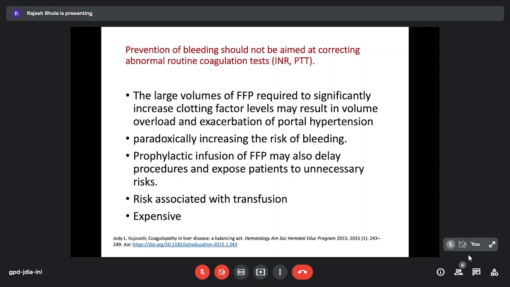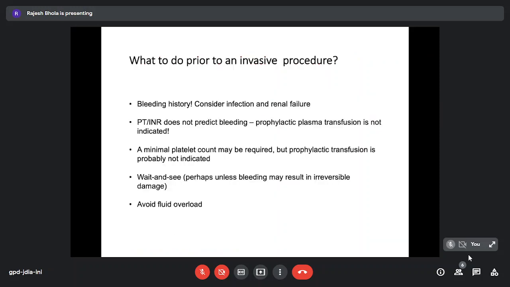Similarly, prophylactic infusion of FFP also delays the procedure and exposes the patient to unnecessary risk, that is, risk associated with transfusion, risk associated with a transfusion-transmitted infection, and these are expensive. So do not do a prevention of bleeding based on just a PT-INR.